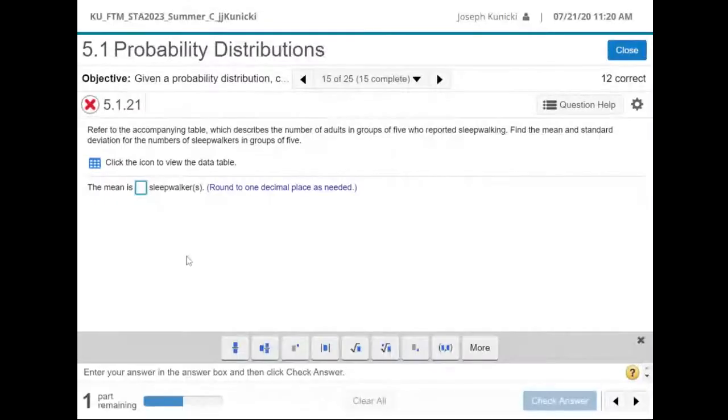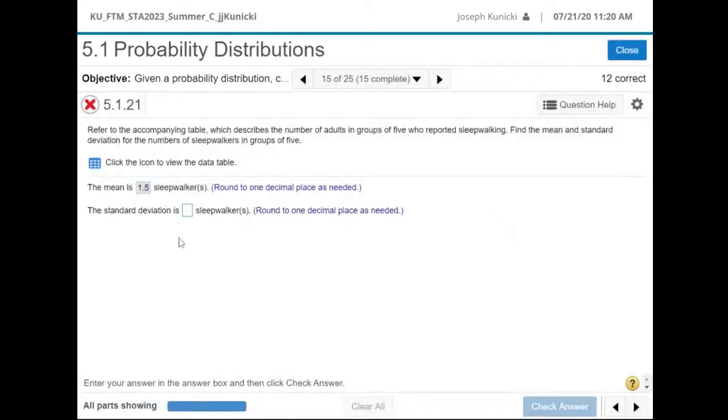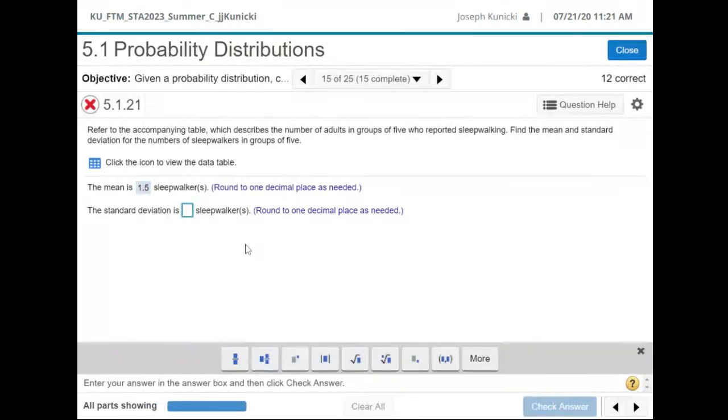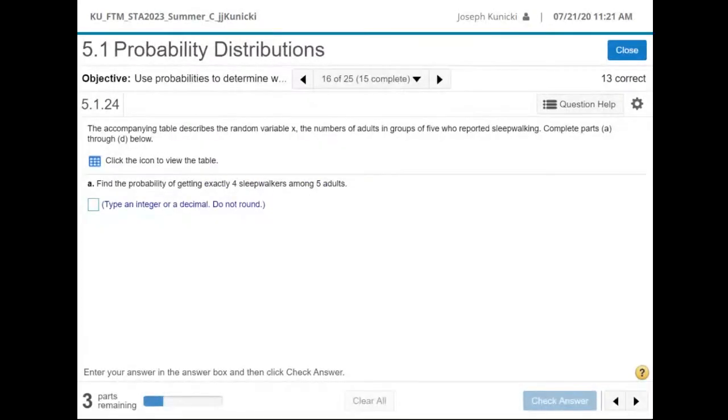So now I go back to the problem, and I'll wait for it to come up. It says 1 decimal place, so that will be 1.5. And then you said you had a problem with the standard deviation, 1 decimal place, that'll be 1.1, right? It was 1.05, so it rounds to 1.1. That's it. They don't want to know anything else. That's pretty straightforward. You got that right?